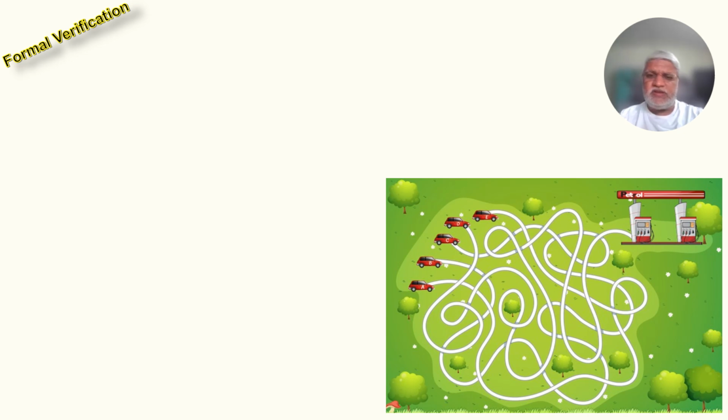If you see this riddle, if you want to know which of these cars or vehicles will reach the petrol pump, then usually each of the cars has to be taken through the path, and then we need to check, and then we need to figure out whether they are going through the petrol pump or not.